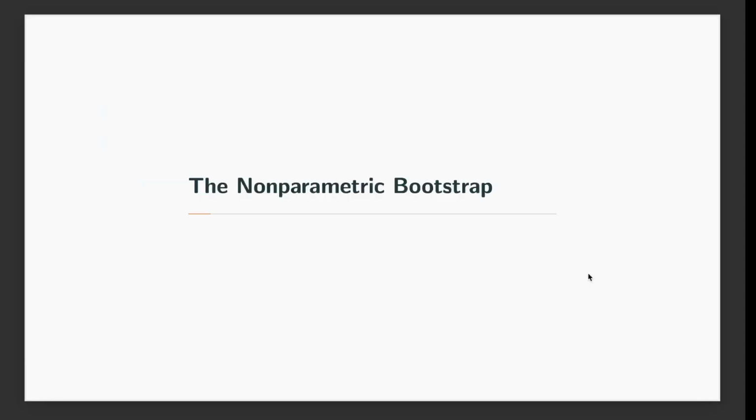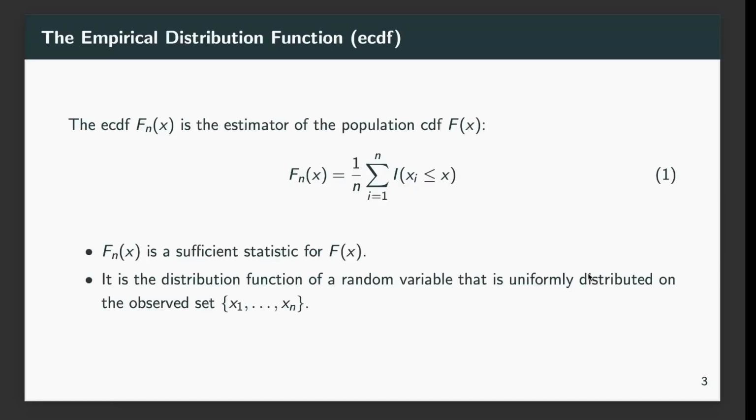Now let's go to the non-parametric bootstrap. First, we are going to talk about the empirical distribution function, or the ECDF. This is the mathematical foundation of the bootstrap. So let us explain this one. The ECDF, which is denoted by F sub n of x, is defined by the formula given here.